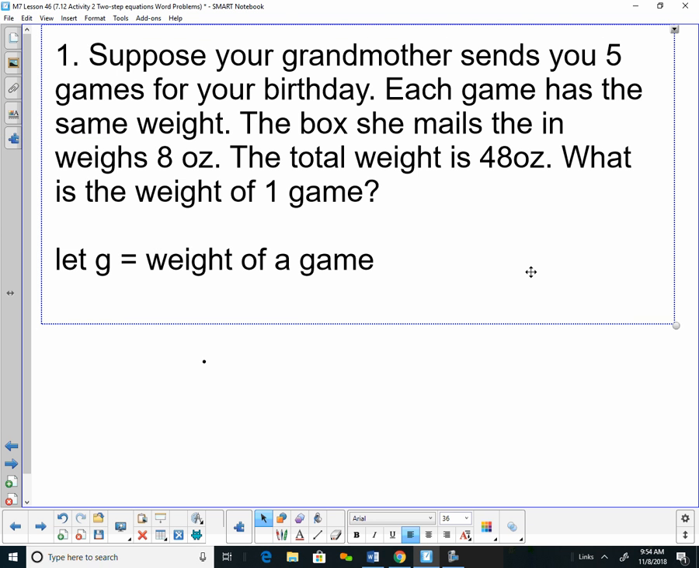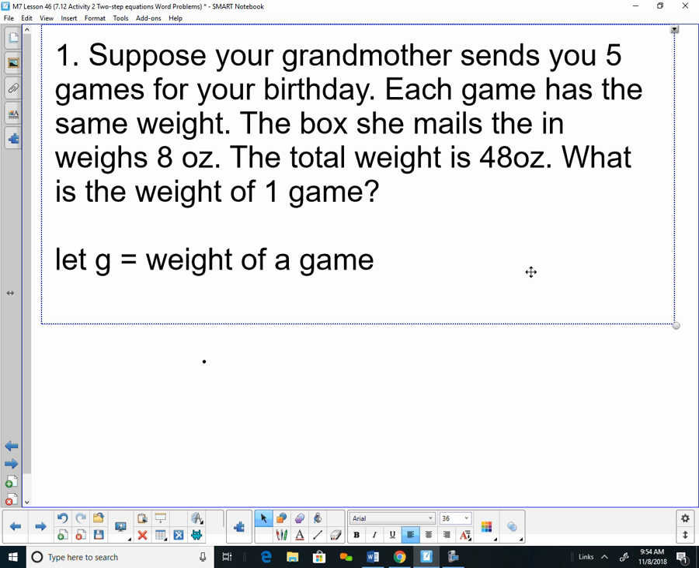Okay, suppose your grandma sends you 5 games for your birthday. Each game has the same weight. The box she mails the games in weighs 8 ounces. The total weight is 48 ounces. What is the weight of one game?